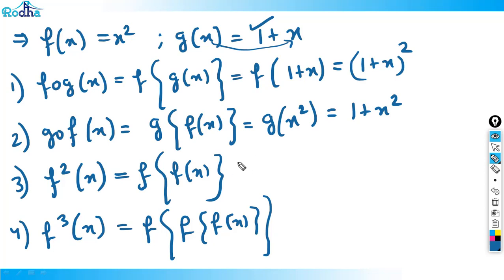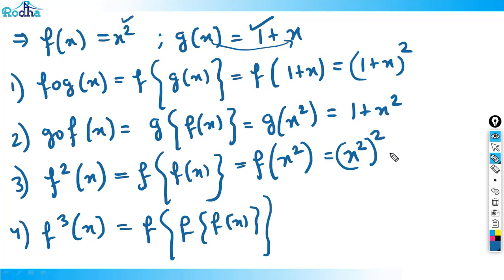So what is the value now? To calculate f of fx, what is fx here? X square. So simply what will I do? In place of x, I'll put x square. So x in place of x square, so again a square is there. Whatever is in place of x, I'm replacing by x square. That becomes x raised to 4.